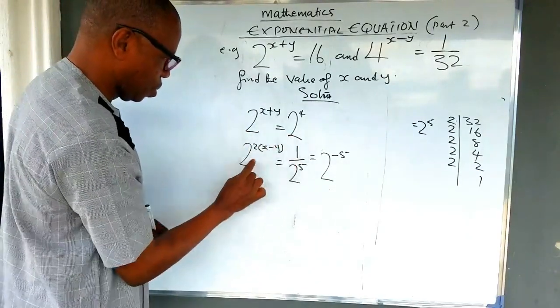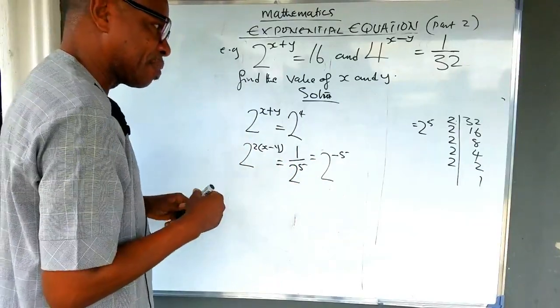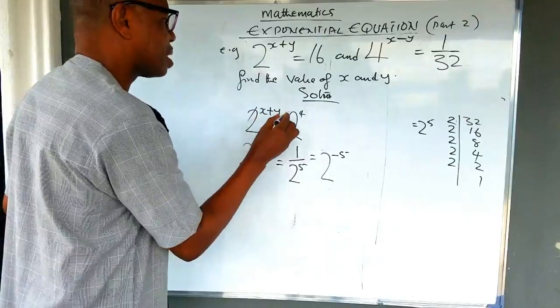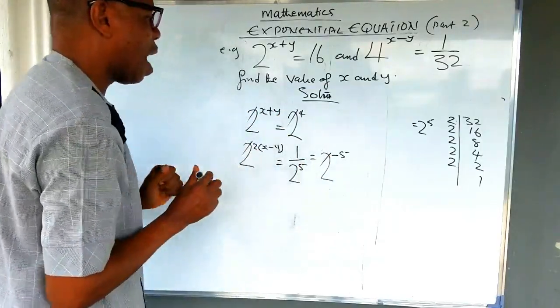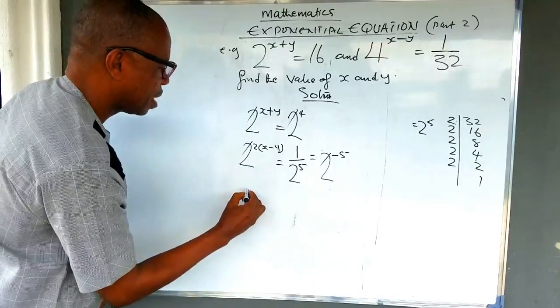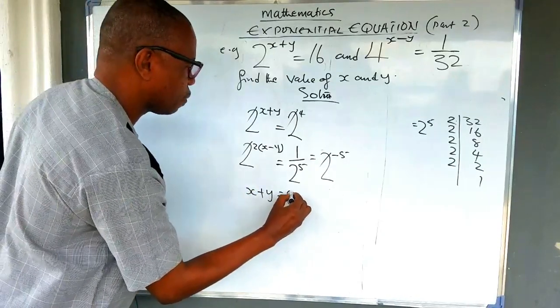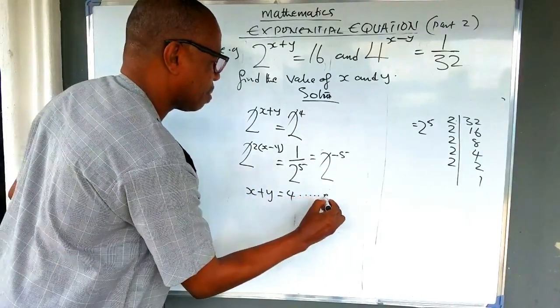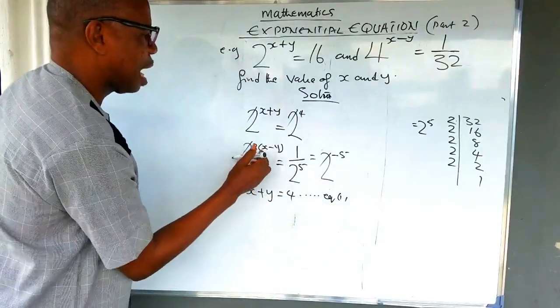Now, what do we have here? 2, 2, 2, 2, the same base. So I can now eliminate them. I can just simply eliminate them. And what am I looking for now? I will just collect their powers. So right now what I have here is x plus y is equal to 4. Let me now call that my equation 1.